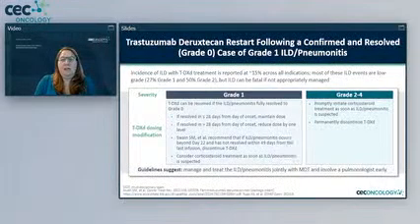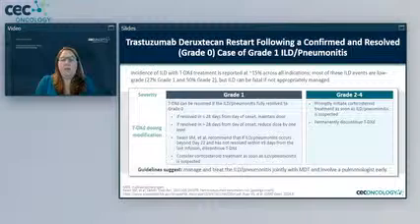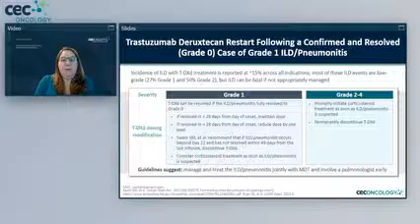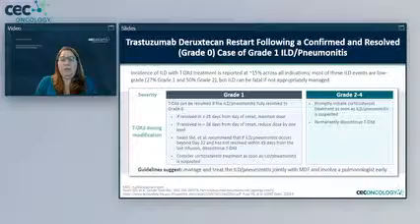If a patient has interstitial lung disease from the trastuzumab DXd, you can restart the medication if the patient has a grade 1. But it all depends on how long it takes for the patient's interstitial lung disease to resolve. If it resolves in less than 28 days, we're going to maintain our normal dose. If it's greater than 28 days, we're probably going to reduce our dose by 1 level.